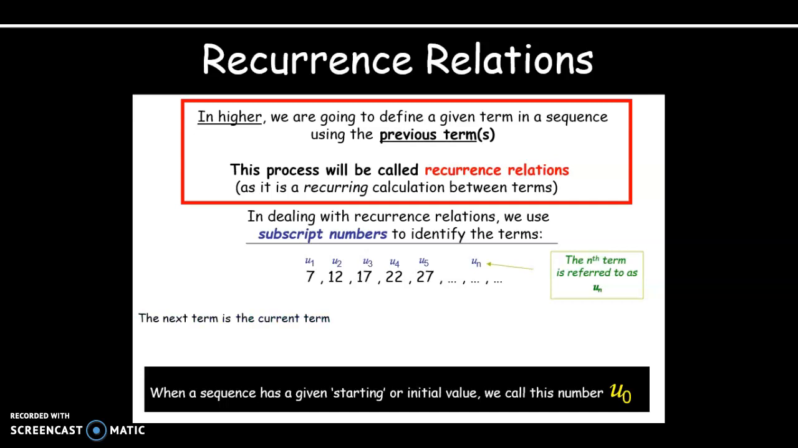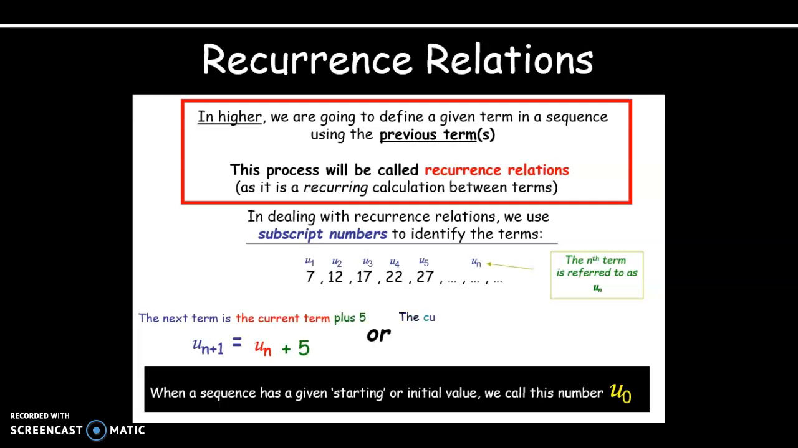Now, the next term is the current term plus 5. So if you notice, we're adding 5 to each of these. So we look at this in recurrence relation notation. We're taking u, n plus 1. So to get the next term, we take the current term, u of n, and we add 5.